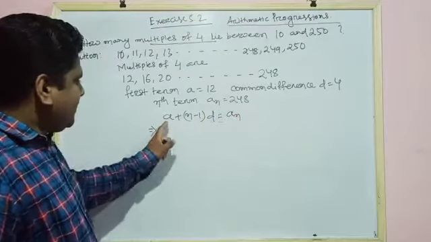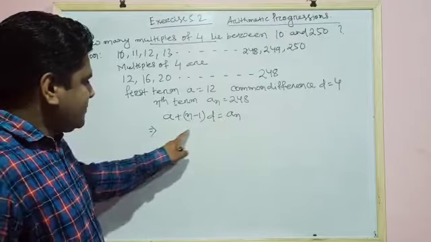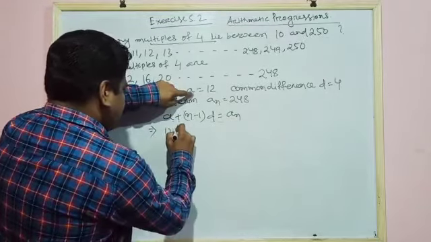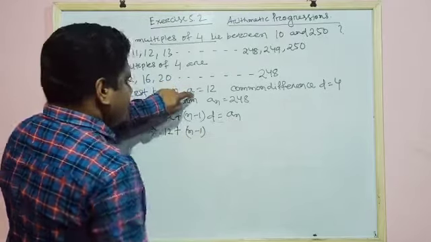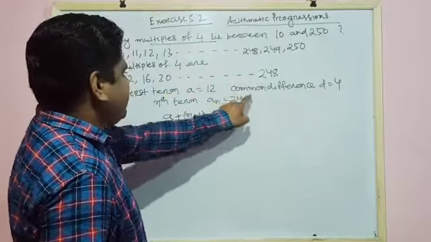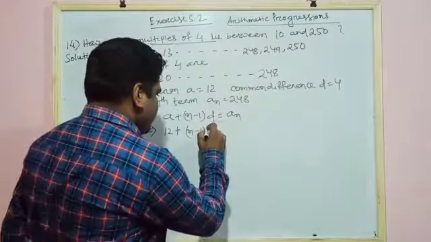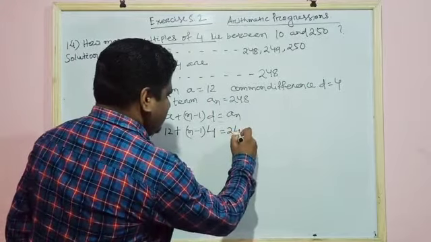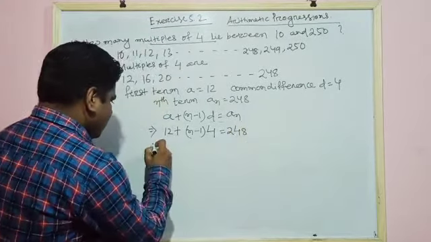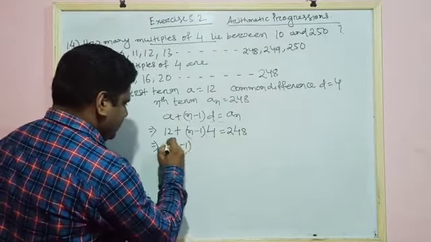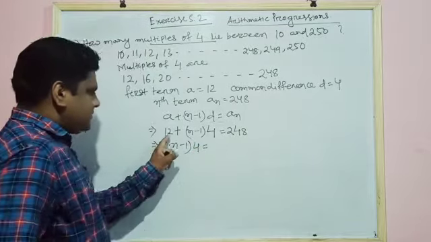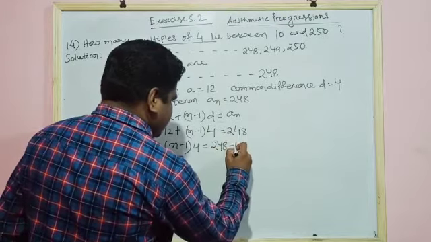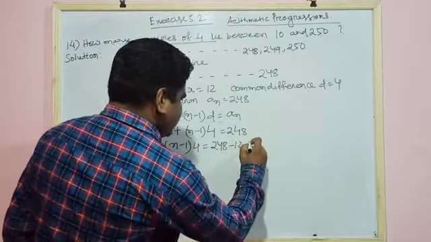Let's put the values of a, d and an in this formula. In place of a we will write 12 plus n minus 1. In place of d we will write the common difference, 4, and in place of an we will write 248. This implies n minus 1 into 4. 12 will be subtracted from the RHS. 248 minus 12 equal to 236.